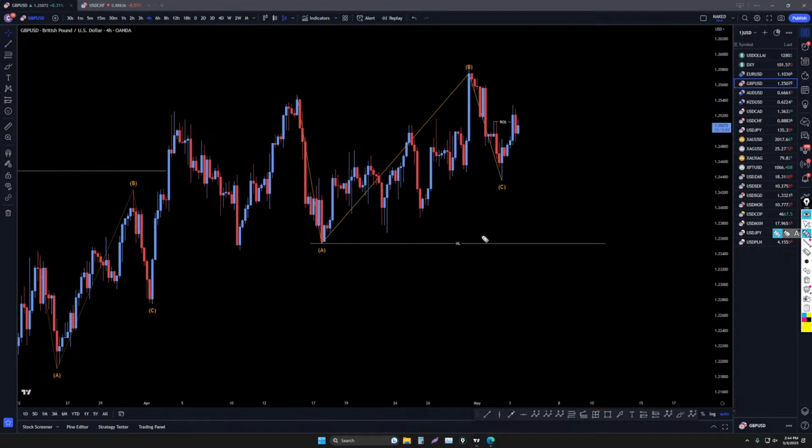On the 4-hour time frame, just like the euro dollar, it kind of looks like it's already ended a correction. I see impulsive down, wave A. I see a very overlapping corrective pattern, which I believe to be a B.